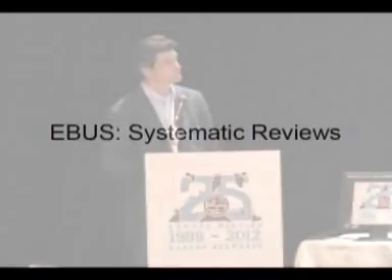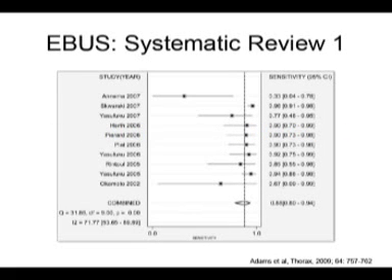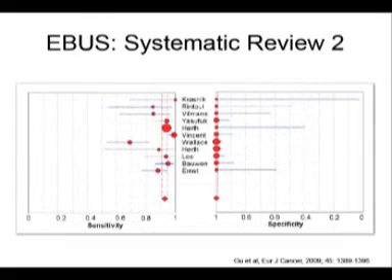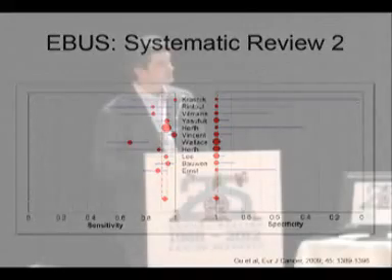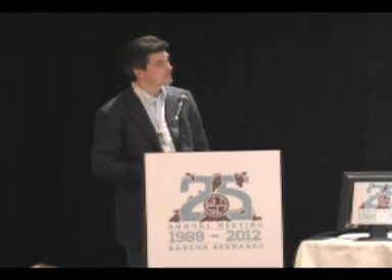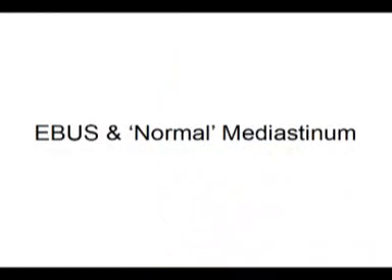Next, please. There have been two systematic reviews. The first one showed a pooled sensitivity of about 88%. And the other one had a pooled sensitivity of about 93%. So it is an accurate technique for diagnosing N2 disease. But what do we do about patients who have a normal mediastinum?